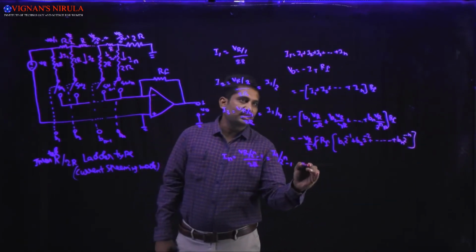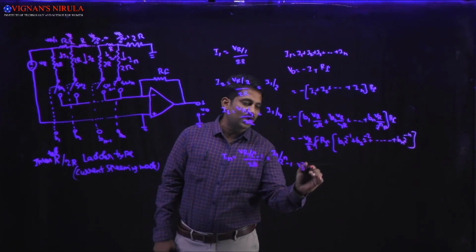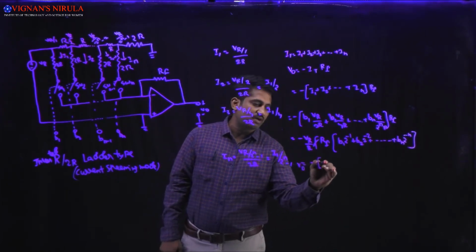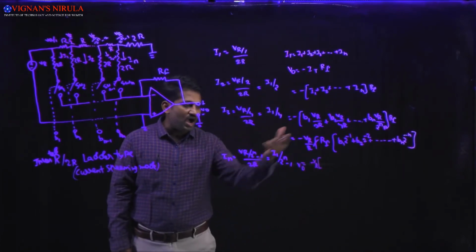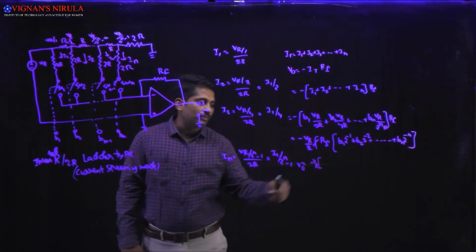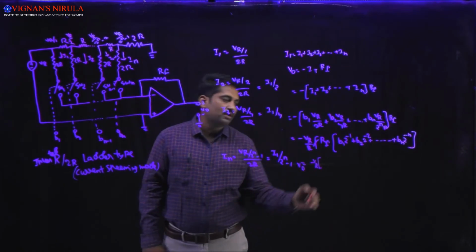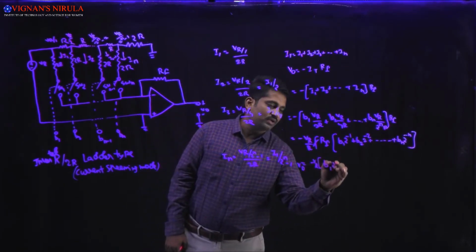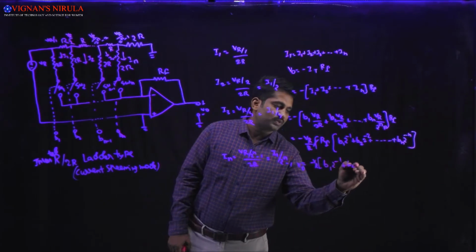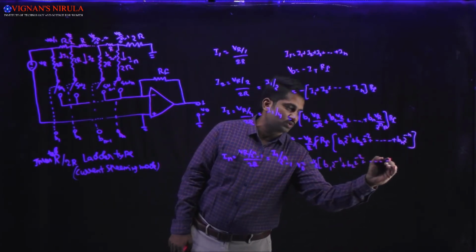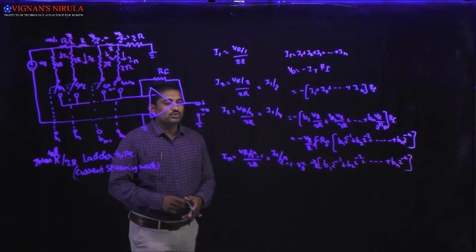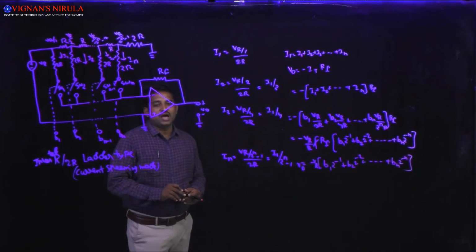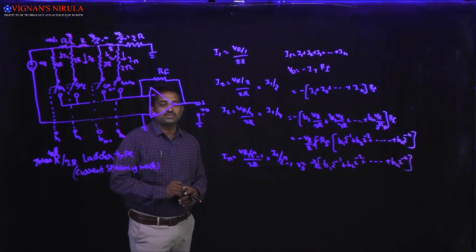So we are getting finally the output voltage V0 equal to minus of VR into. Why? Because if we choose RF equal to R, then both will be cancelled. Then we will get minus VR into B1 into 2 power minus 1 plus B2 into 2 power minus 2 plus so on plus Bn into 2 power minus n, which is nothing but the analog equivalent voltage for the given digital input data.